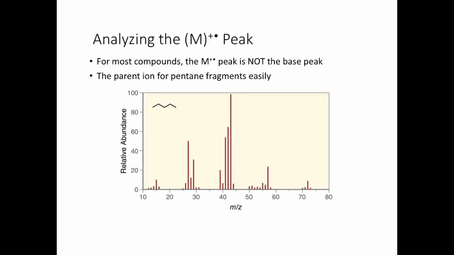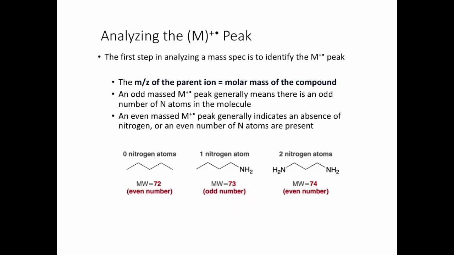Now with benzene, the base peak was the molecular ion peak, but that's often not the case. So if we look at pentane, the mass spectrum shows that the base peak is at 43. That is not the mass for pentane. Indeed, the molecular ion peak is way over here, and it's quite small. So this shows you that the parent ion for pentane fragments quite easily.